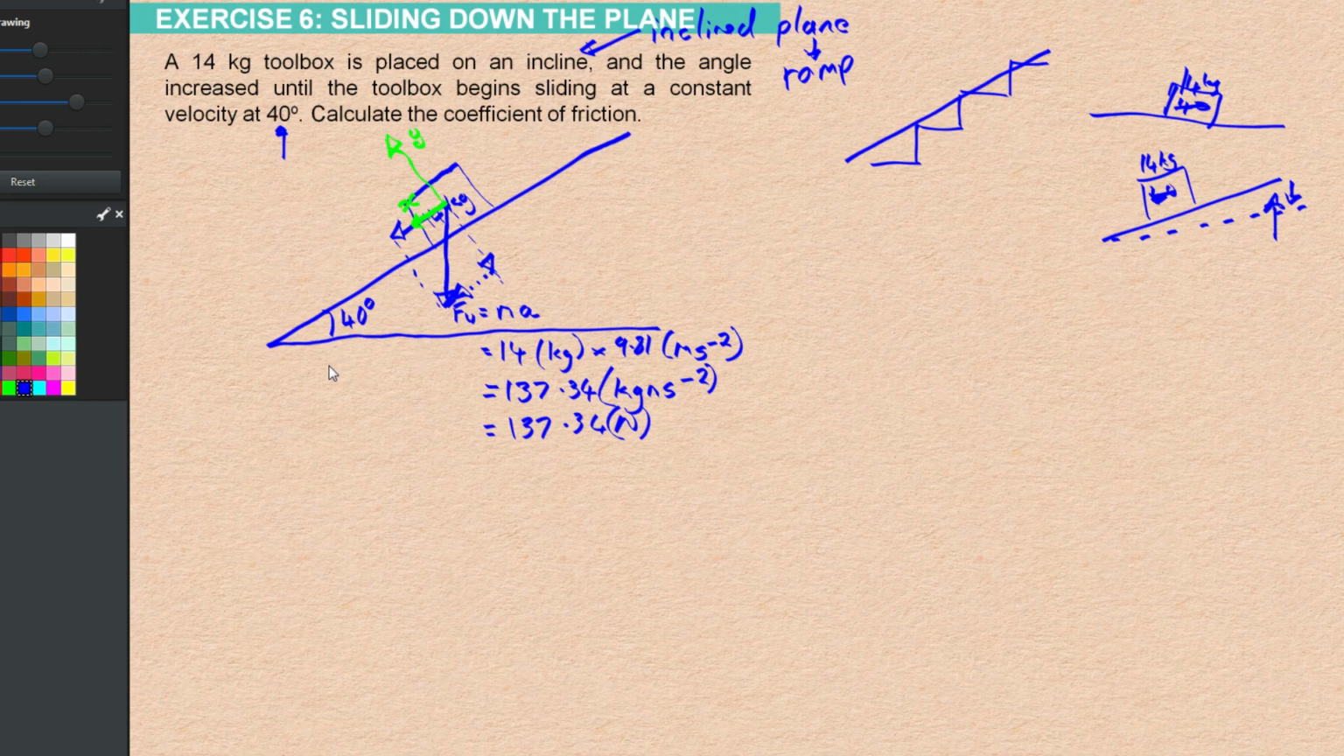Our 40 degrees is, now this is where it gets a bit messy. You could remember where it goes with in there due to parallel lines. I always forget, so I'm going to draw this on here. I know this is just a movement up here of 40 degrees.